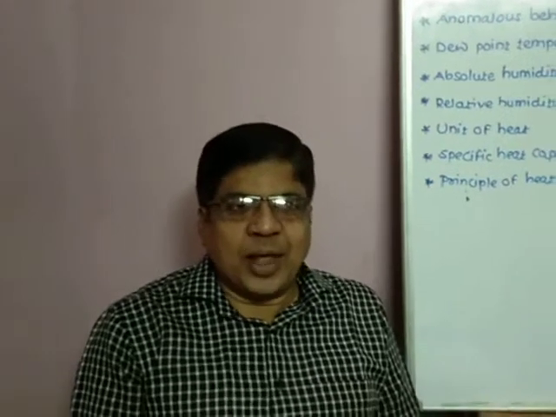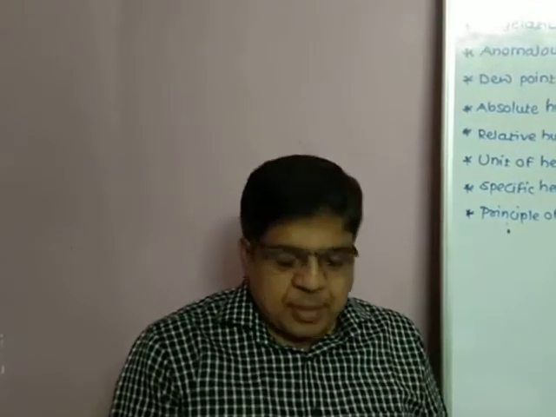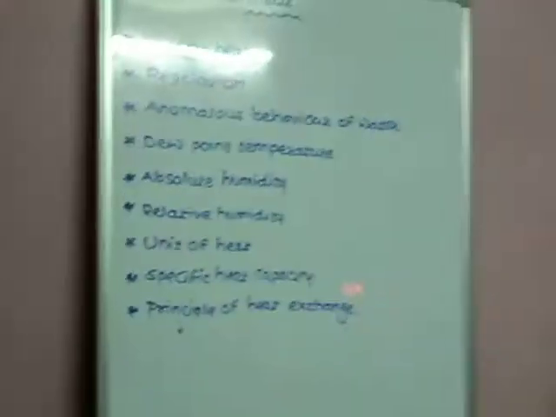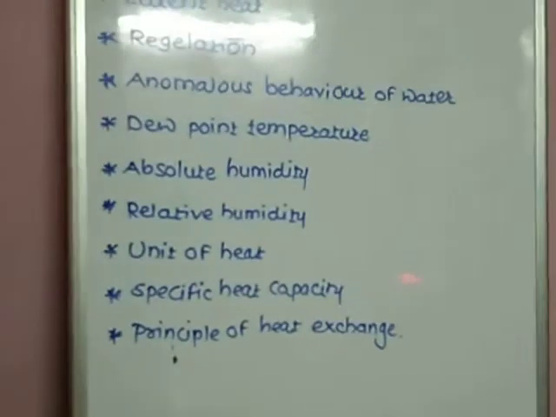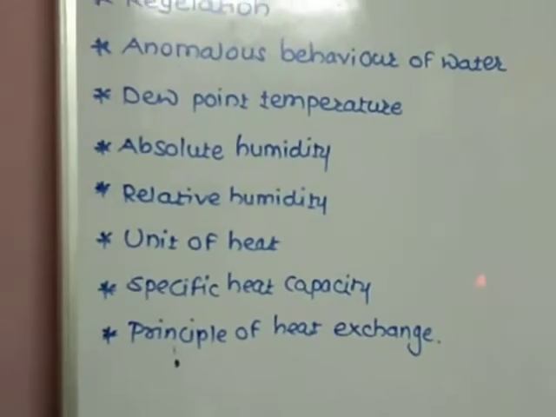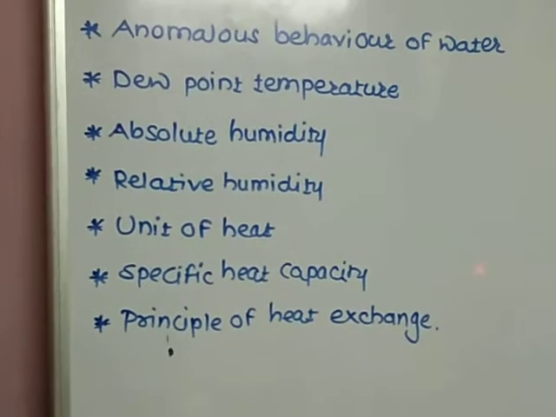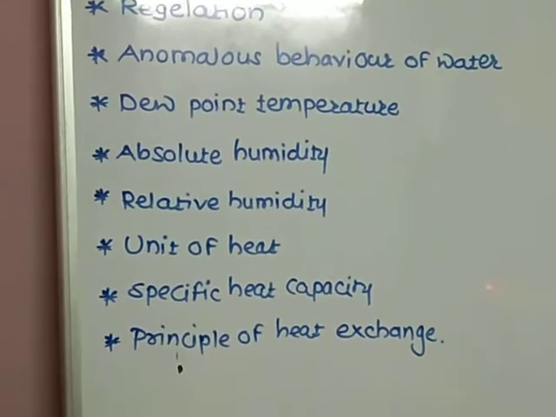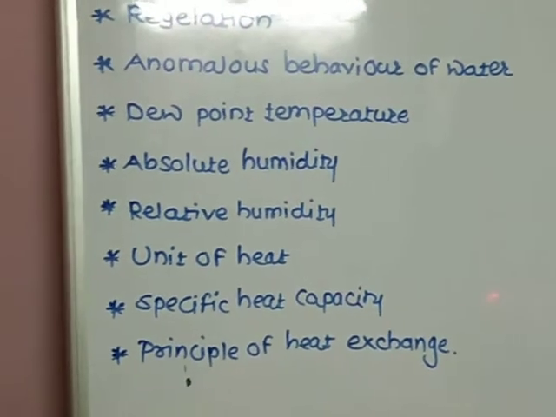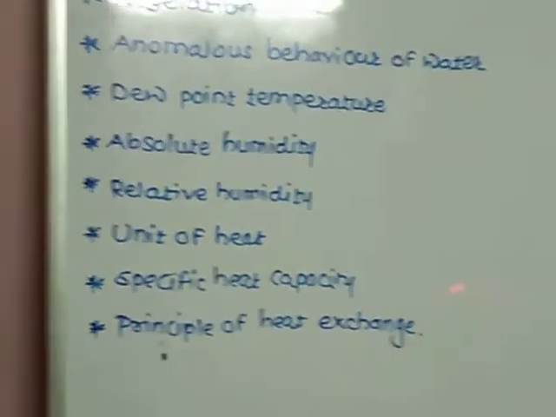Welcome again. Today we are going to start a new lesson in Science 1. The name of the lesson is heat. The major outline points of this lesson are latent heat, regelation, anomalous behavior of water, dew point temperature, absolute humidity, relative humidity, specific unit of heat, specific heat capacity, and principle of exchange of heat. These are the points we will learn in this topic.